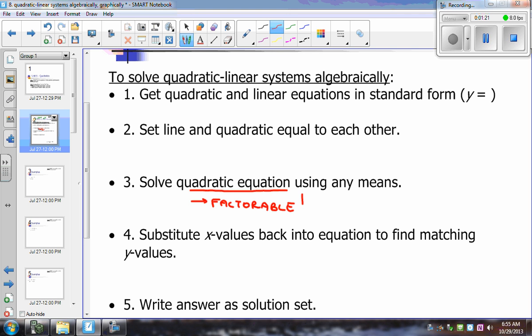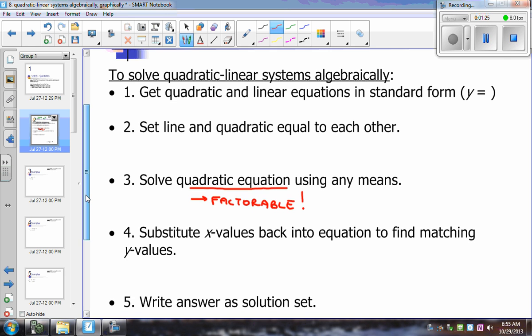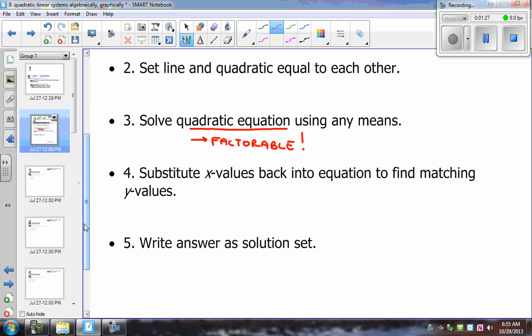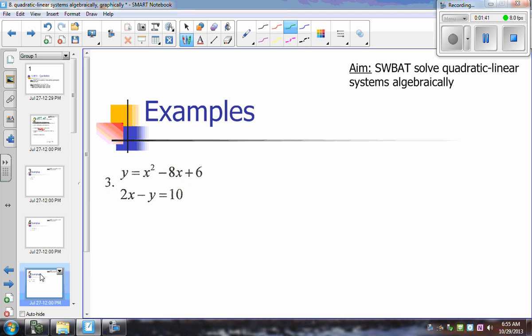So we're going to use whatever skills are necessary to factor and solve for x, but then we're not done. We still have to go back and find the y value for our point. So remember, these are points that we are trying to find, and in doing so, we need both an x value and a y value for each. So to show you what I mean, let's look at this example here.